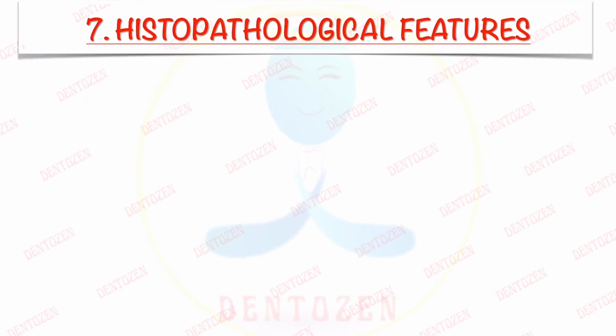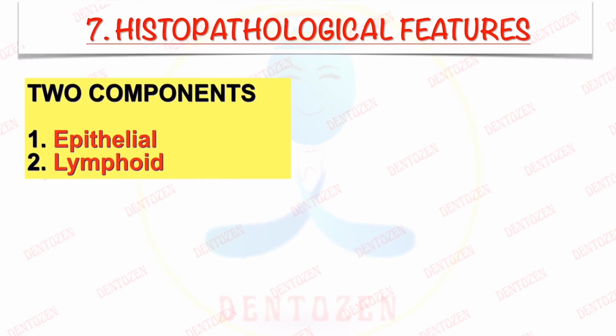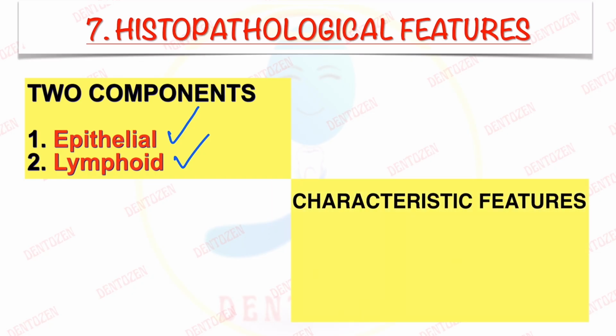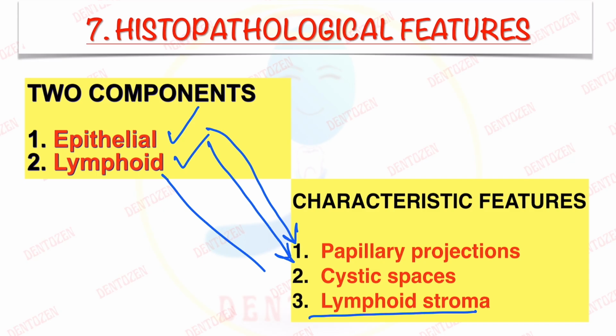Now, talking about the histopathology, two important components: epithelial and lymphoid. The epithelial component comes from salivary gland tissue and the lymphoid from the lymph nodes. Now, how they are arranged gives us three characteristic histopathological findings. The epithelial tumor is arranged as papillary projections around the cystic spaces, and the lymphoid component is seen as the lymphoid stroma, PCL. Remember that.